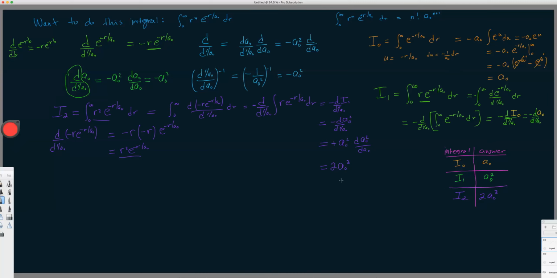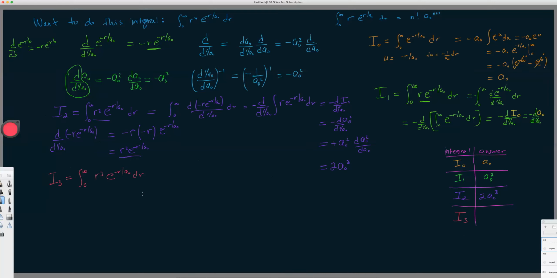All right. Now I want to get my pink color back from my table. Okay. All right, so let's use a nice red. Okay, so we're going to do I3 now. So I3, as you might imagine, is equal to the integral from 0 to infinity of r cubed e to the minus r over a naught dr.